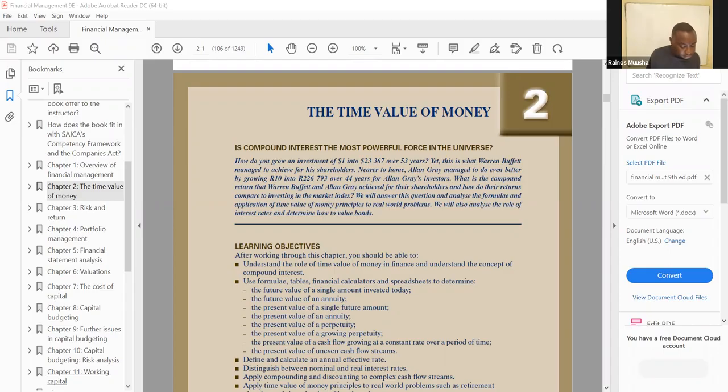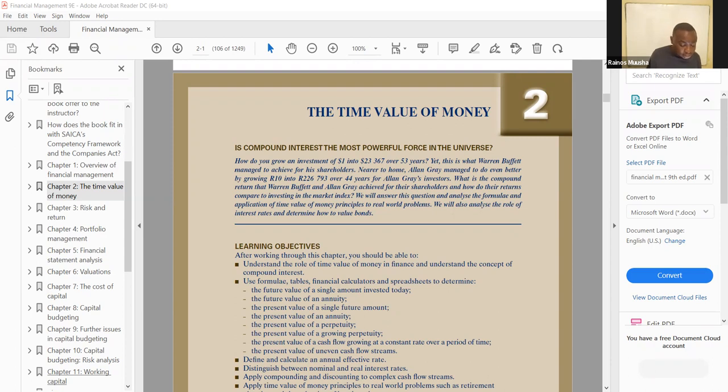Then today we're going to look at time value of money. And looking at time value of money, you need to be using your financial calculator. So your use of the financial calculator is going to be very important here. Whether you're going to be using the HP calculator or Sharp calculator, it doesn't matter. We give you practice questions based on those as well. So today we're looking at chapter 2, which looks at time value of money.